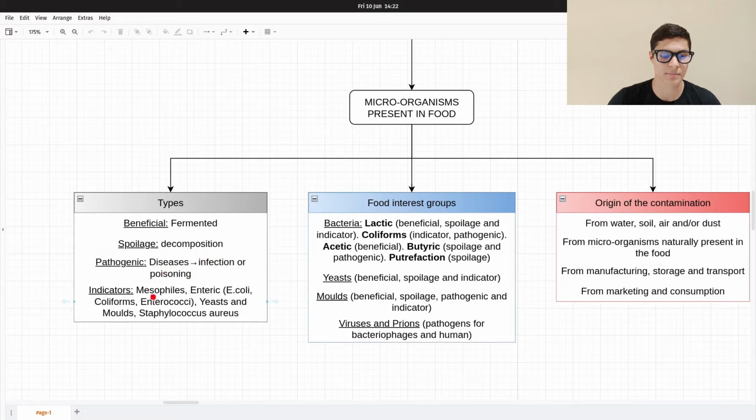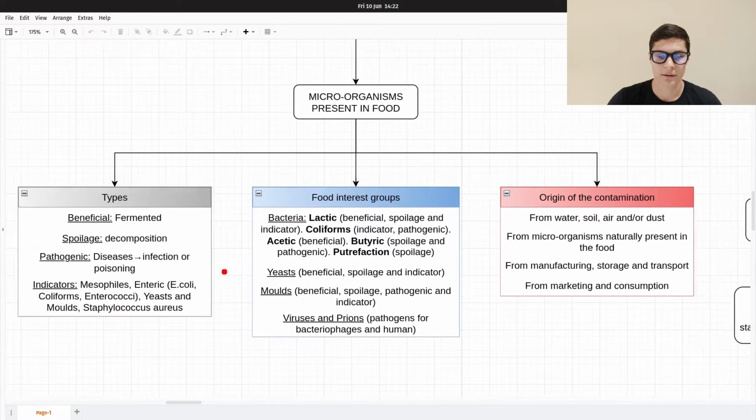And the indicators are, for example, the mesophiles, enteric such as Escherichia coli, the coliforms, the enterococci, even yeasts and molds, and the Staphylococcus aureus. This is very important, for example, for contamination via the nose, because Staphylococcus aureus lives in the nasopharynx.